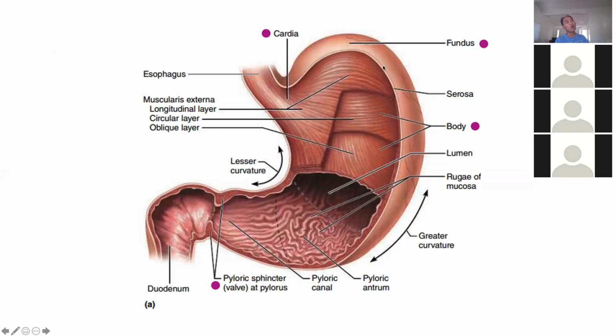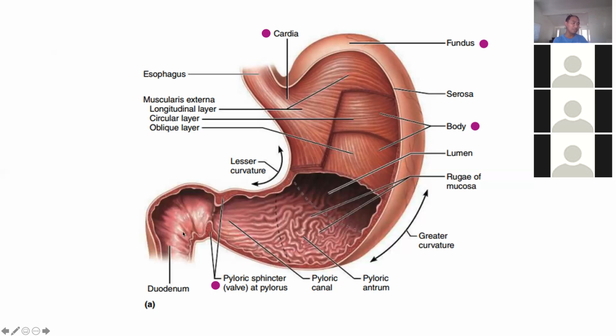And the big dome portion of the stomach is called the fundus of the stomach. And you remember this little curve is called the lesser curvature, and you can see this big curve portion is called the greater curvature. And below the fundus portion of the stomach, this is the body of the stomach. And finally, this stomach will gradually narrow down to become the duodenum.